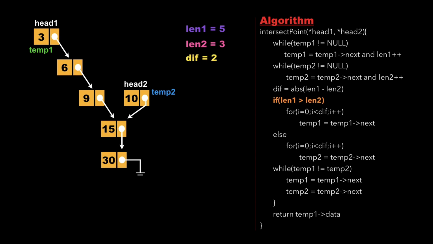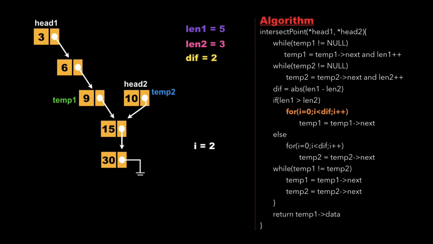Then we check whether linked list 1 is greater or linked list 2 is greater. Since in our case the value of length1 is greater than length2, linked list 1 is greater. So we move the temp1 variable forward by the difference number of counts. That is, for i equal to 0 to difference, the initial value of i is 0, we update temp1 as temp1 of next. Again the value of i is incremented and again we update temp1 as temp1 of next. So now the value of i is 2, which is not less than difference.